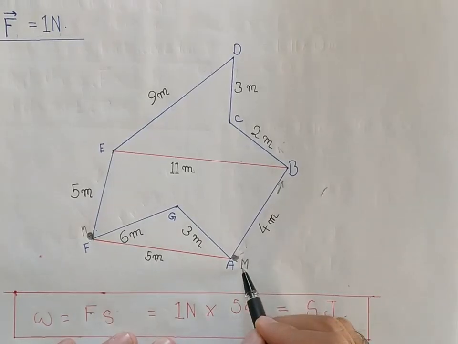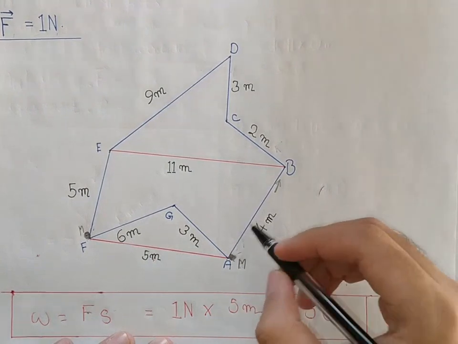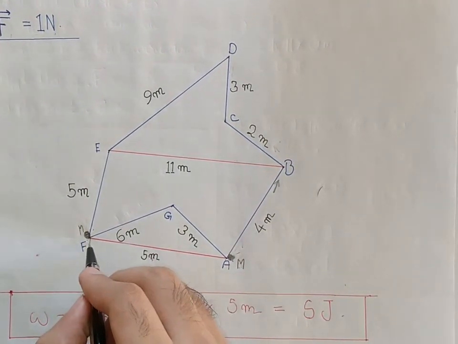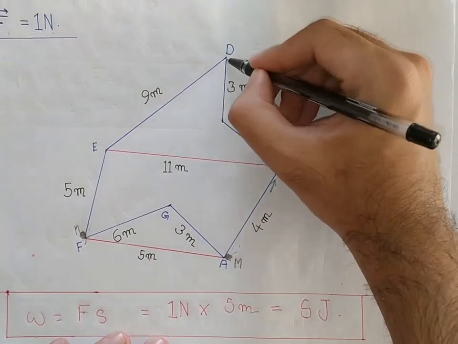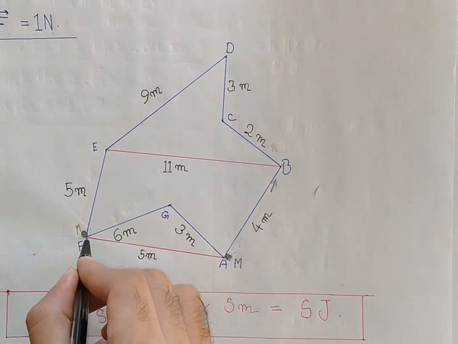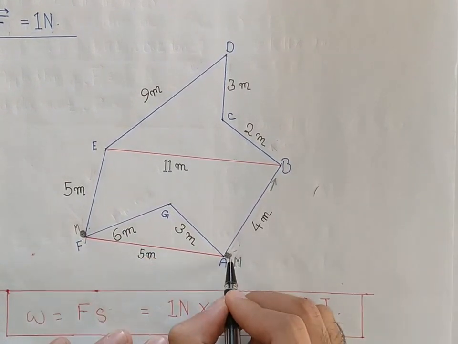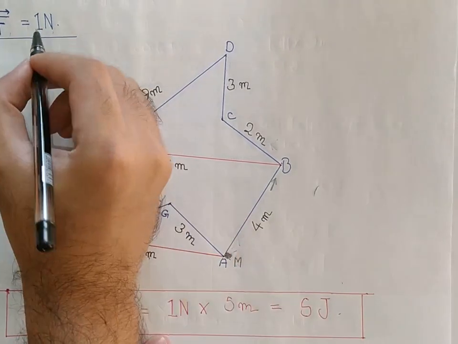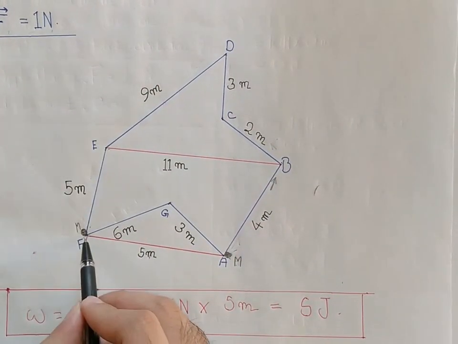Object M is here at A. This object M travelled from A to point F through point B, point C, D, E and F. Now we are to find out how much work was done by object M. Here force is 1 Newton and displacement is 5 meter.